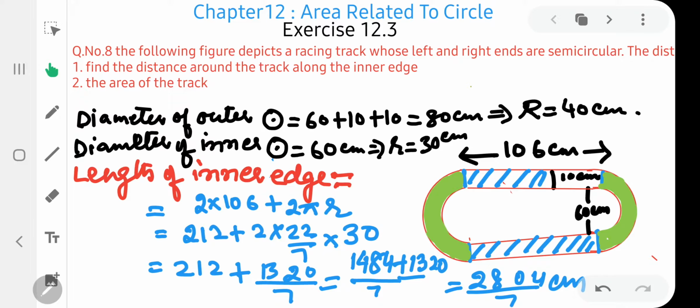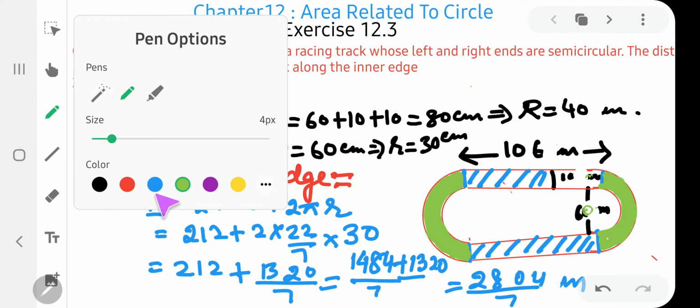I hope the unit is given in meter, so make it meter. Okay children, so everywhere it should be meter as the units are given in meter. So this is meter, 10 meter, 60 meter and so on. Now we have to find out the whole area of this track.